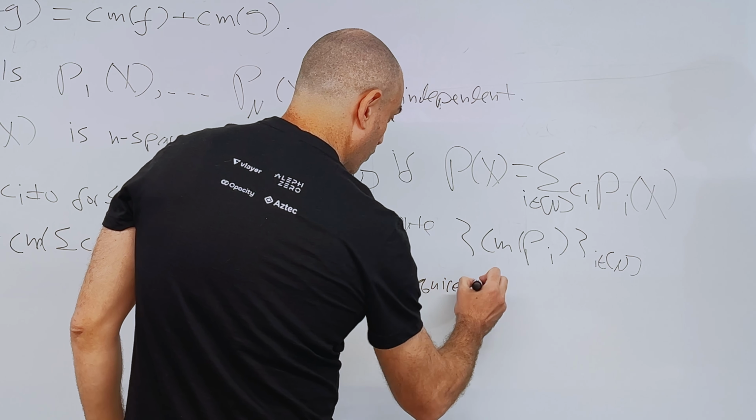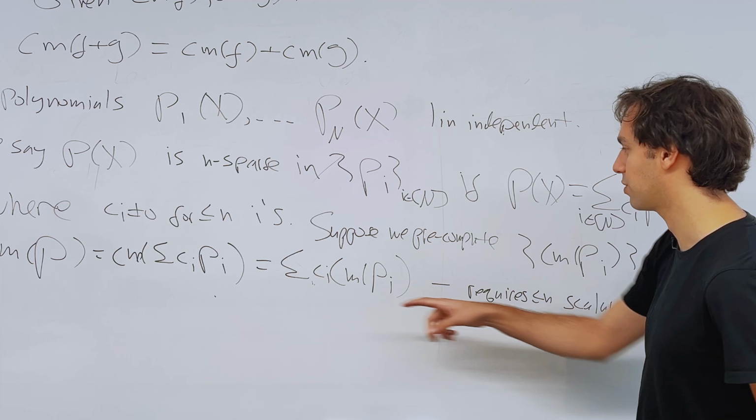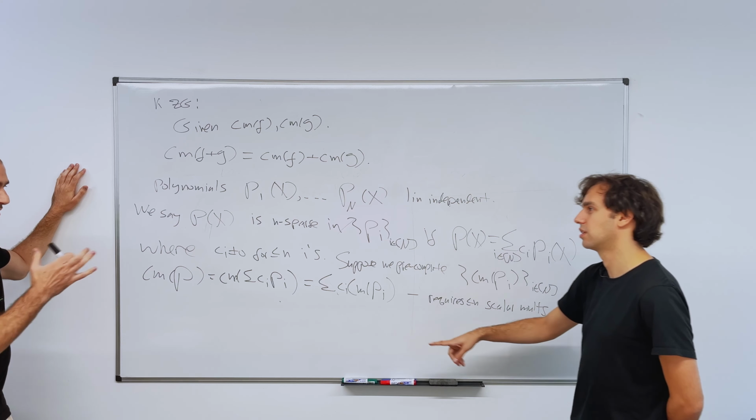Right. Because most of the time, this CI is 0. We don't have to do anything. And when it is not 0, that's one scalar multiplication. Exactly, yeah. Okay.